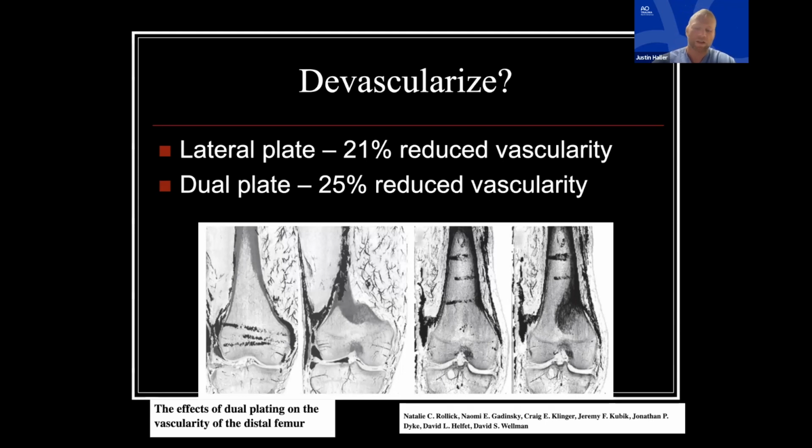And they did this gadolinium MRI sequence and demonstrated that just the lateral approach reduced the vascularity of the distal femur by 21%. And by having a dual plate construct, there was 25% reduced vascularity. So overall, for math majors out there, a 4% reduction with that extra medial incision. So for me, I don't think that's a significant impact to the vascularity of the distal femur. Others may disagree, but that's the evidence that's out there on that.